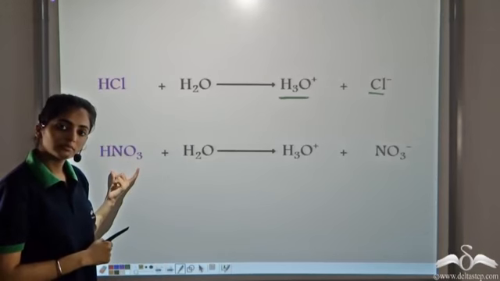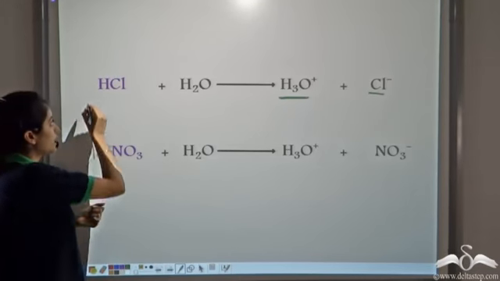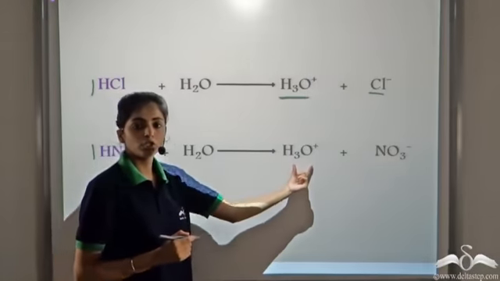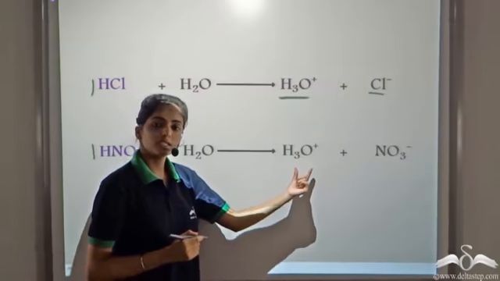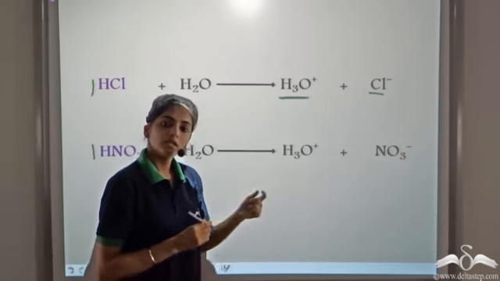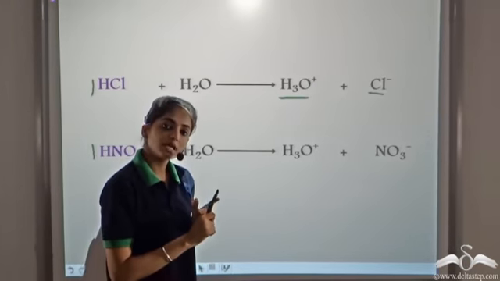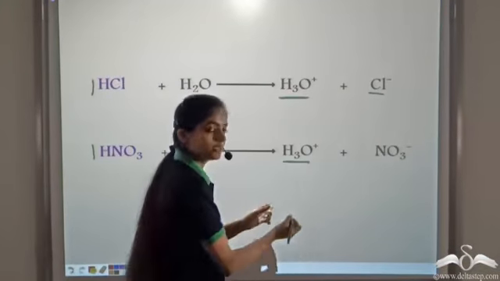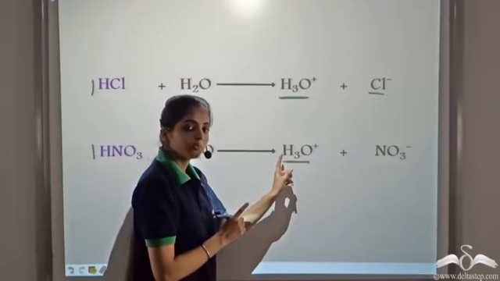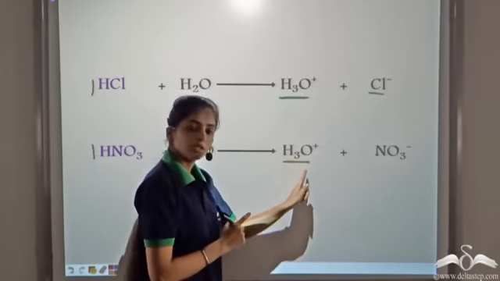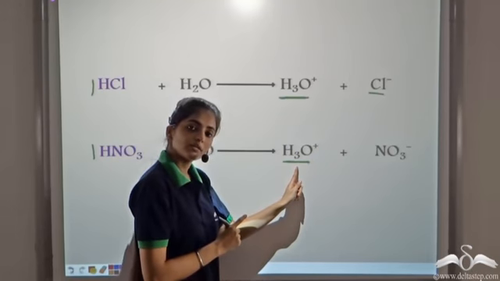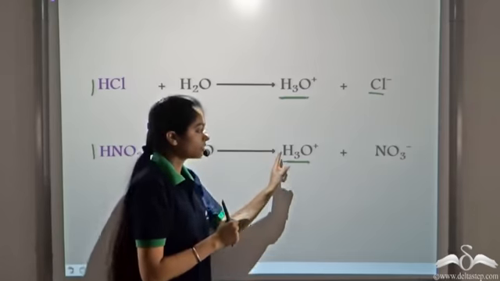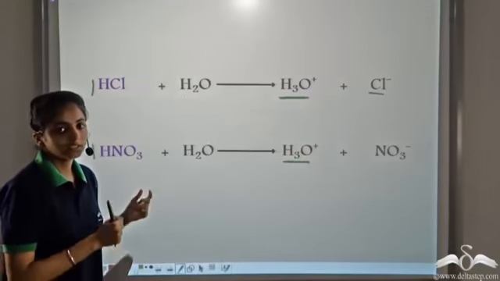Similarly, one molecule of nitric acid in aqueous solution gives one molecule of H3O plus. So since it gives one H3O plus ion, it requires one OH minus ion to neutralize it. So the basicity of nitric acid is also 1. Why? Because one molecule of nitric acid produces one H3O plus ion. In order to neutralize it, we need one OH minus ion. So the basicity of nitric acid is also 1.